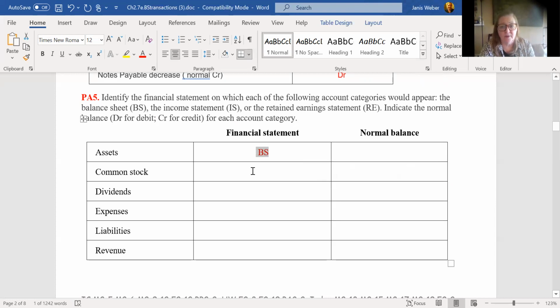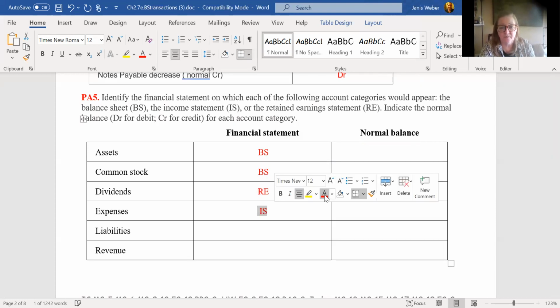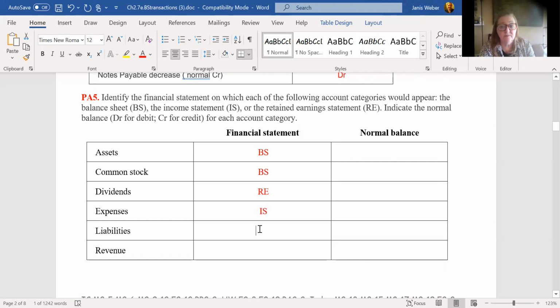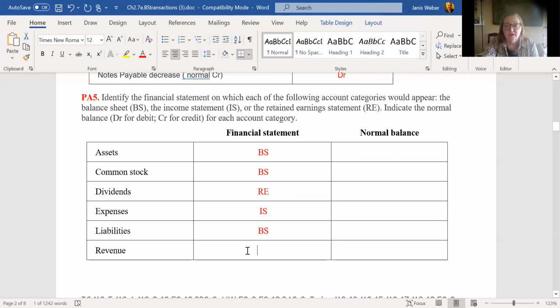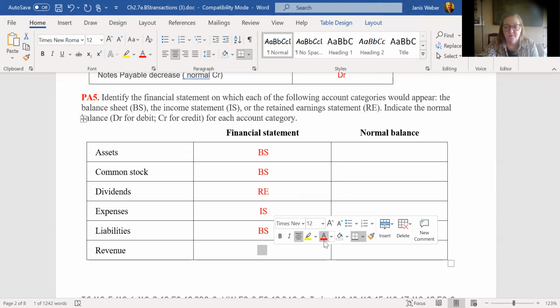Let's go all the way down here. The balance sheet's also the financial statement for common stock, isn't it? Does dividends show up on the balance sheet? No. It shows up on the retained earnings statement. Expenses, that's on the income statement. Liabilities, balance sheet. What's on the balance sheet? Everything that's in the accounting equation. Assets, liabilities, and equity. Revenue, what statement? Income statement.